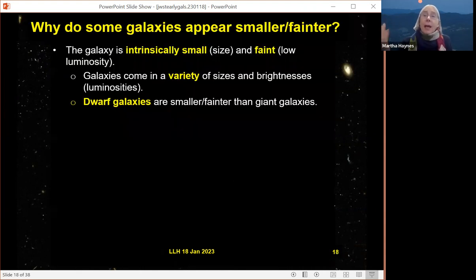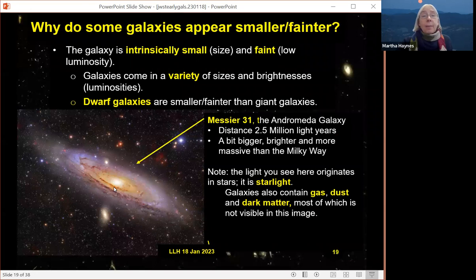So we have to ask some simple questions. First of all, why do some galaxies appear smaller and fainter than others? One reason is the galaxy is intrinsically small. And in fact, galaxies come in a variety of sizes and brightnesses.